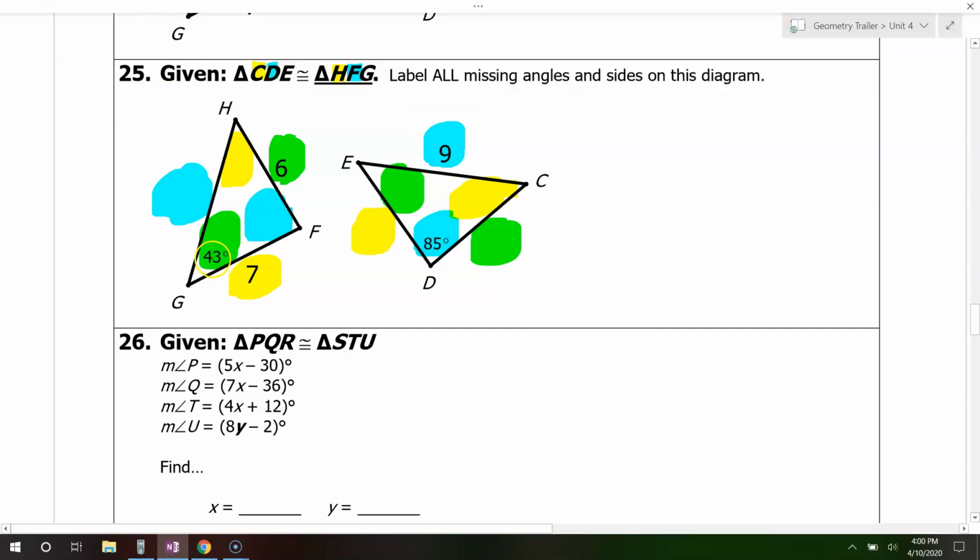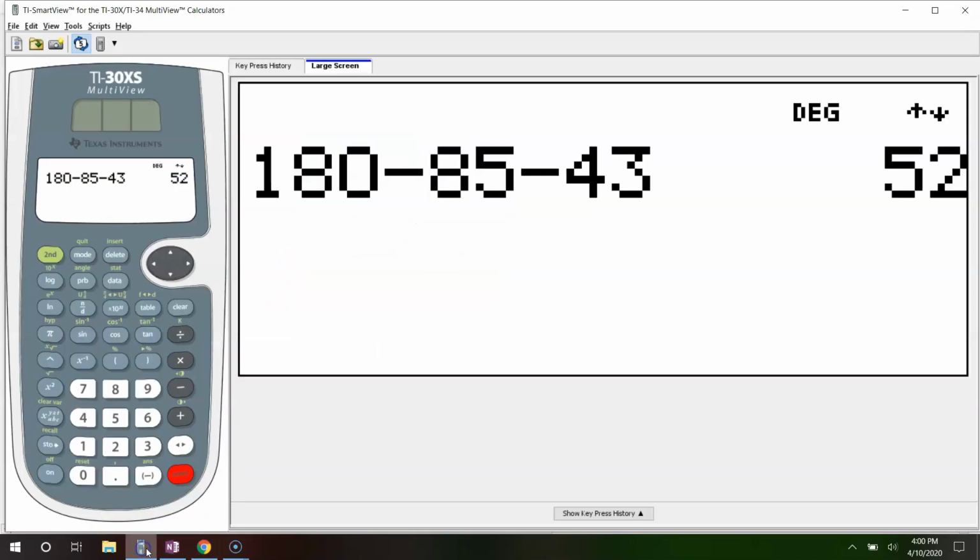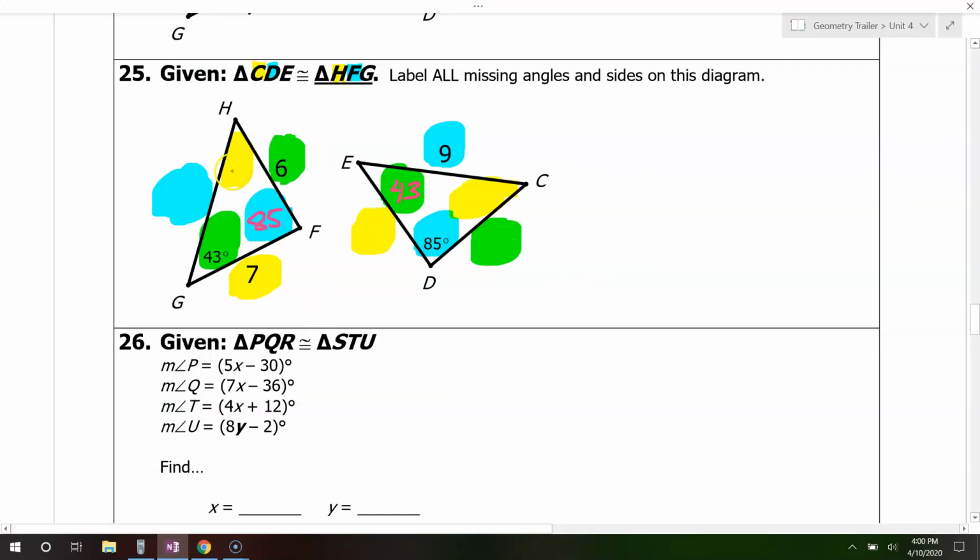So I see this green 43 angle, so I should have a 43 here. I see the blue 85, so I should have a blue 85 here. I can now find the missing angle by subtracting 85 and 43 from 180. Oh, well, these are the same numbers we had before, so the missing angle will again be 52.